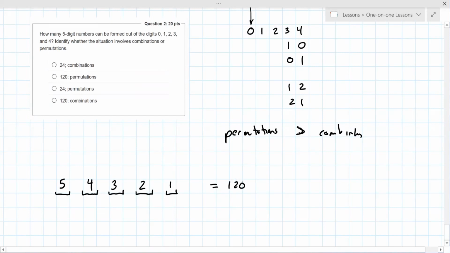How does that equal 120? You multiply these buckets together. That's what I did, but somehow I got it mixed up. Now you have to decide whether it's permutations or combinations. This is permutations, and the reason is because 1 2 is different than 2 1, so that's why it's permutations.